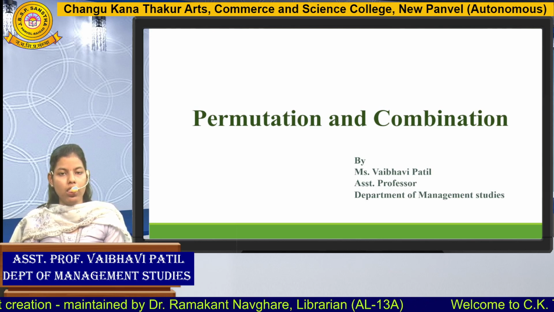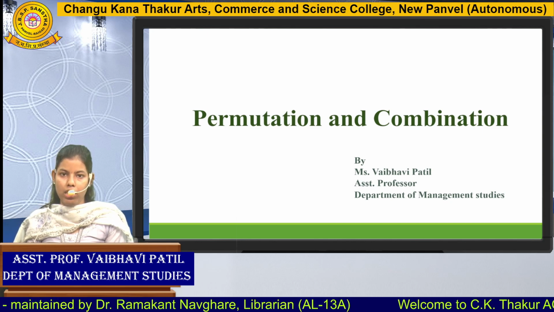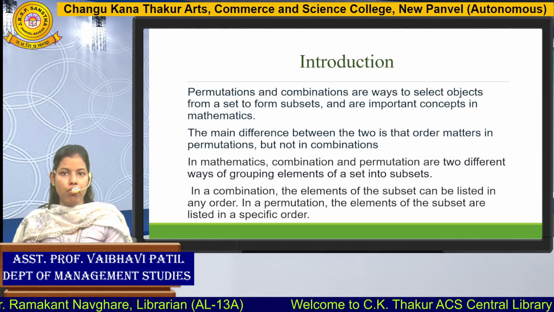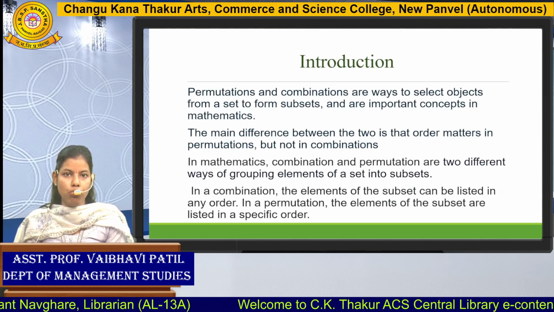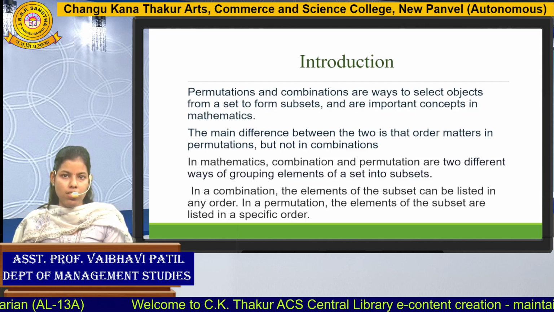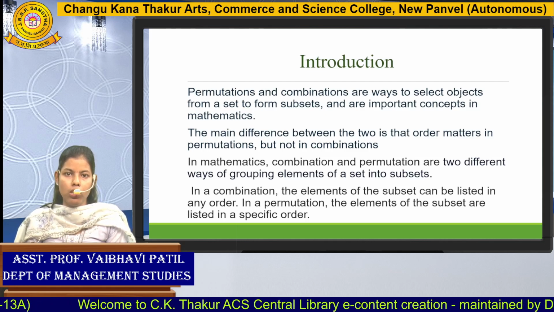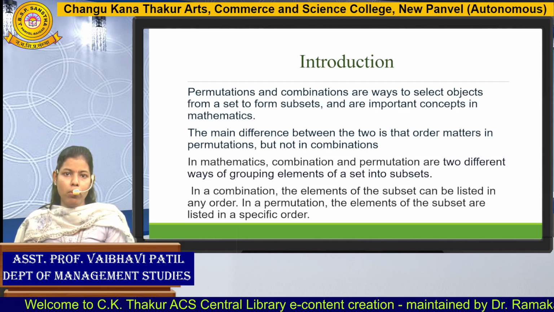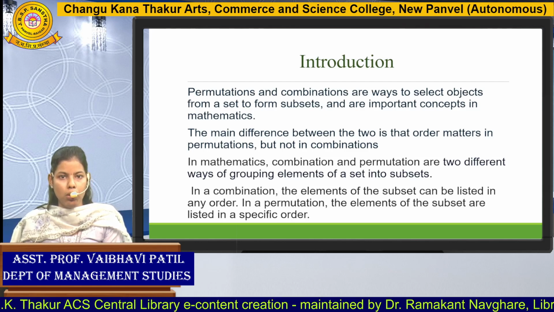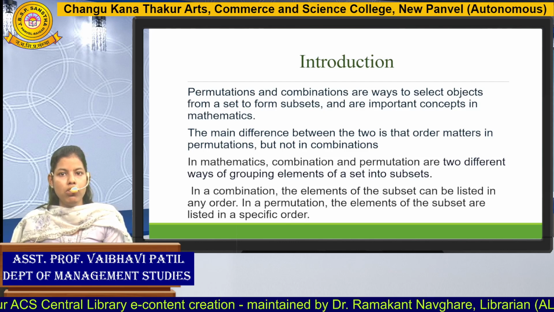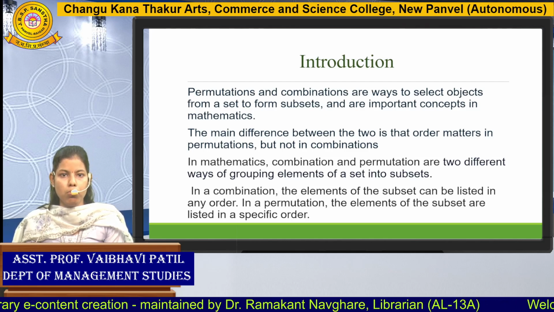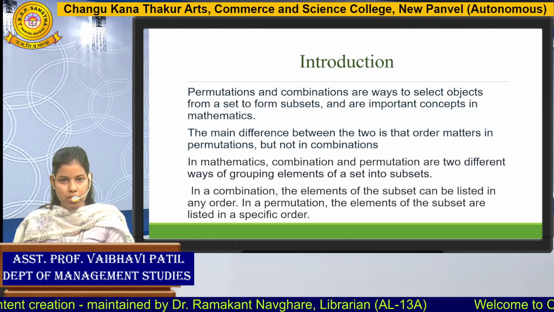Today, I'm going to explain a very interesting topic from mathematics, that is permutation and combination. Permutation and combination are ways to select objects from a set to form a subset and are important concepts in mathematics. The main difference between the two is that the order matters in permutation but not in combination. In combination, the elements of the subset can be listed in any order, but in permutation, the elements of the subset are listed in a specific order.